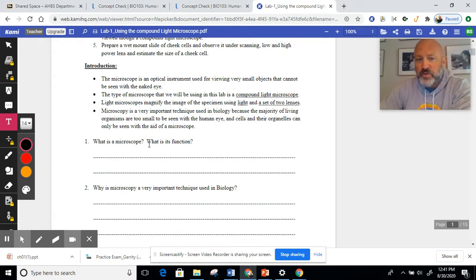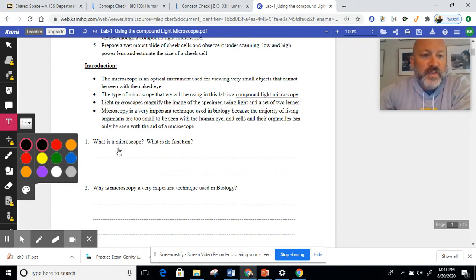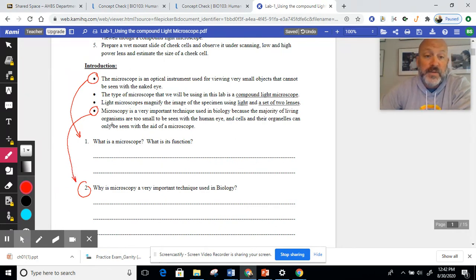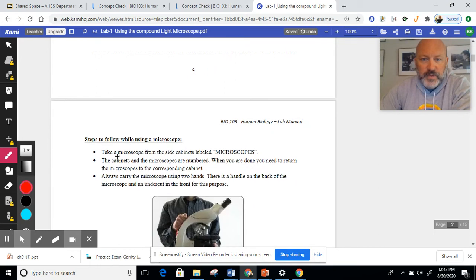So what is a microscope? What is its function? Well, I'm not going to waste time writing all this in right now because the answer is right here, right? This one goes here. A microscope is an instrument used for viewing small objects. All right. Why is it important? Well, this one is right here. It's important in biology because a lot of what you're looking at is too small to be seen with the naked eye. We have to take a closer look. Things like cells, for example. So I would just copy those over.